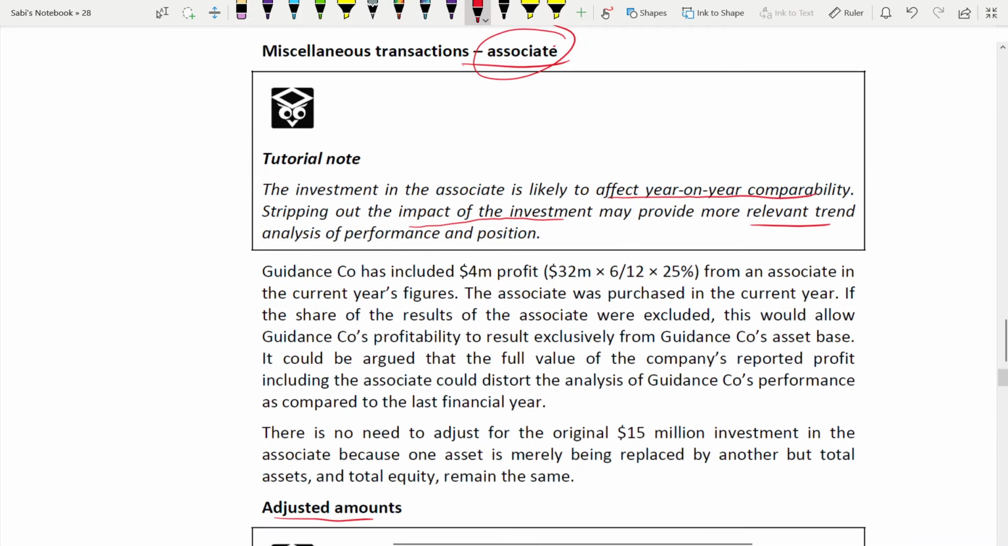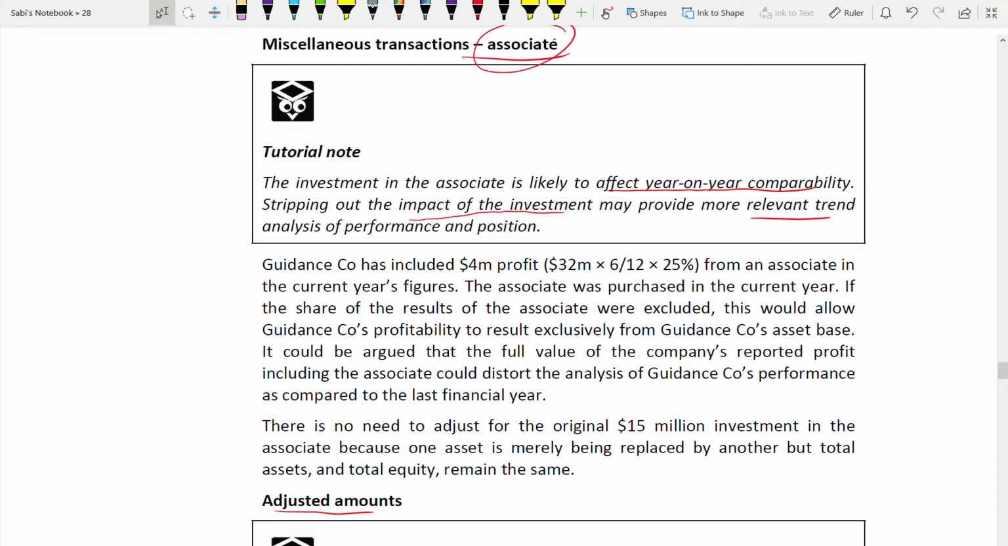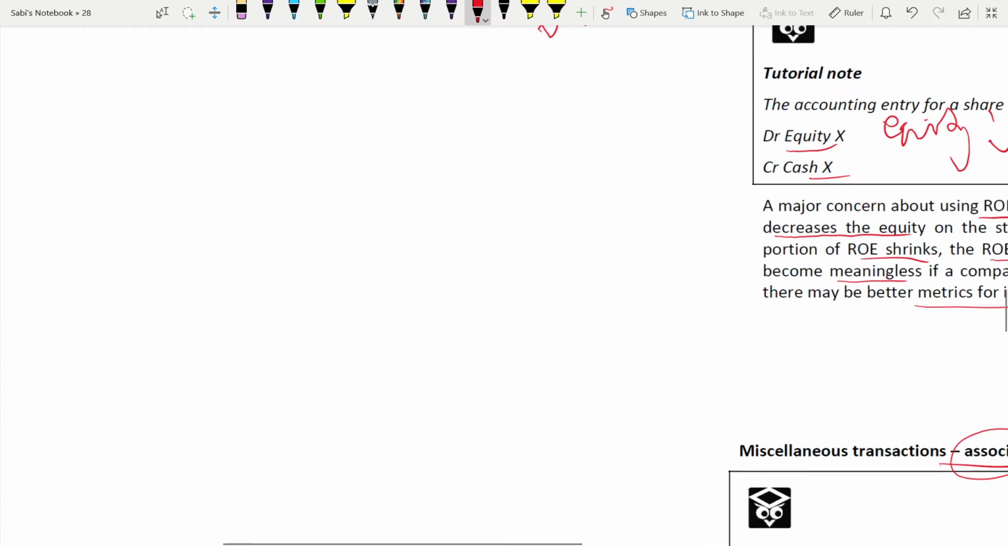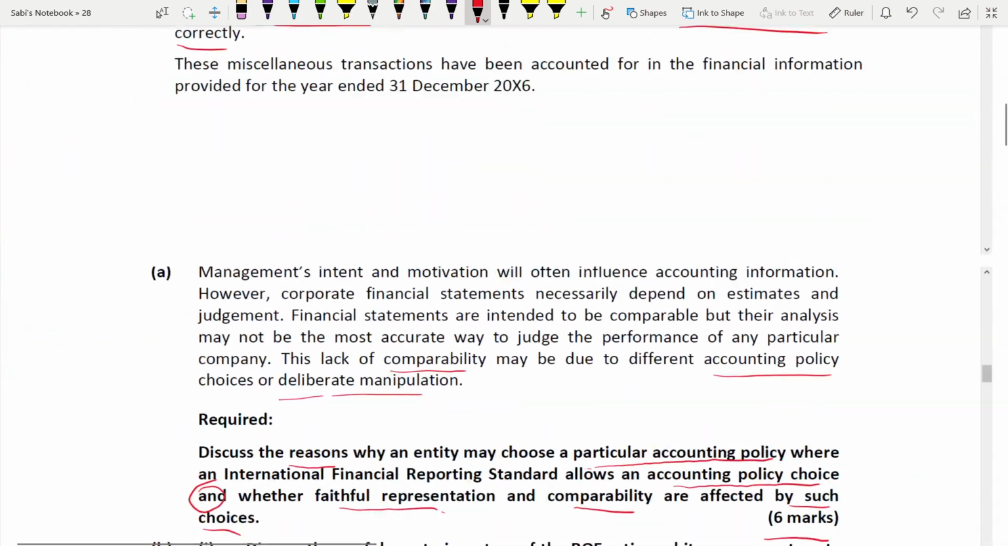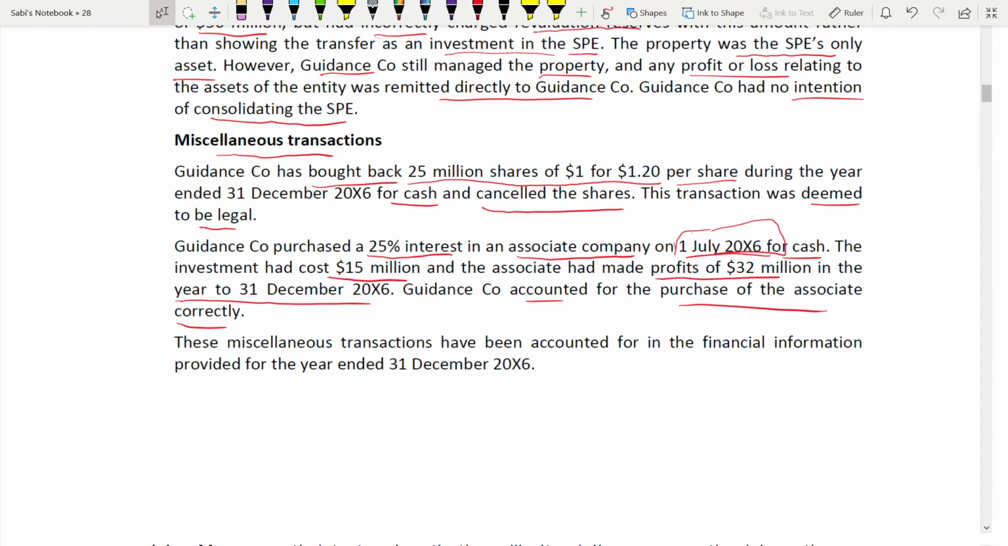So now they have included 4 million profit. How? 32 into 6 over 12 into 25%. You have taken the associate for 6 months into 25% into 32 million. The profit is 32 million. We'll check. This was the profit, 32. And you have to take 25% and for 6 months, because July to December.